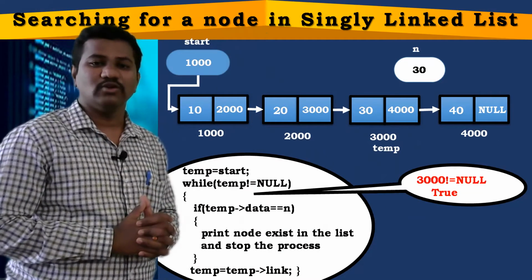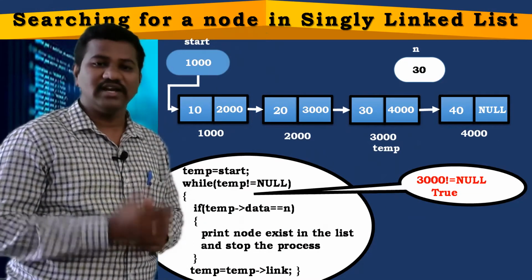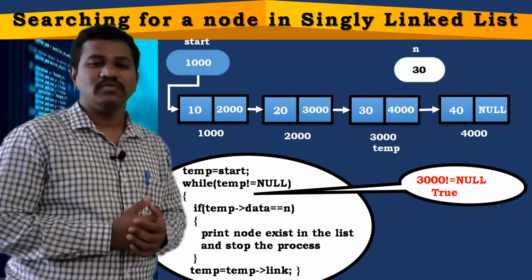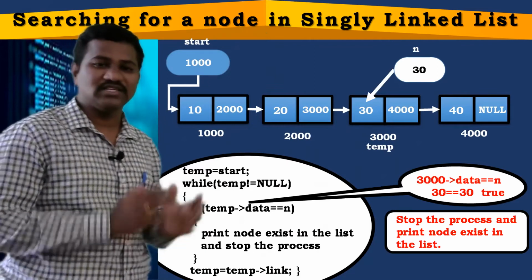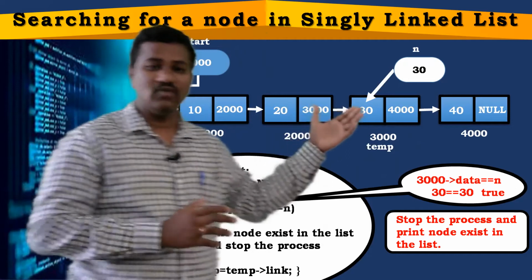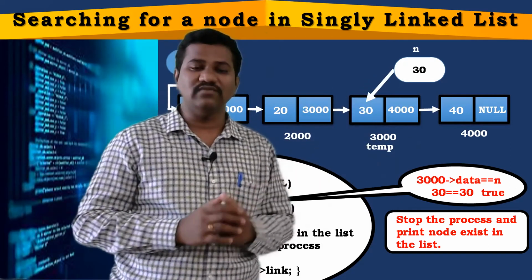Again we need to go with the while loop. 3000 not equal to null, the condition is going to be true. If the condition is true, again we enter into the while loop. Inside this while loop we are going to check the data part. This time the data part, that means 3000 arrow data, what do we have? 30. 30 is equal to the n value, that is 30.